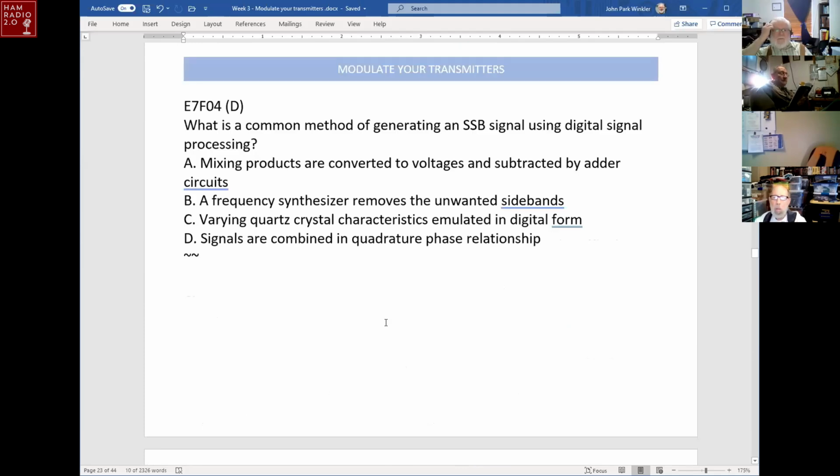What is a common method for generating an SSB signal using digital signal processing? And the answer is D. Signals are combined in quadrature phase relationship. Does that phrase make any sense to everybody? Not in the least.